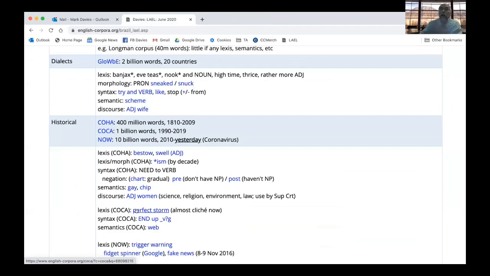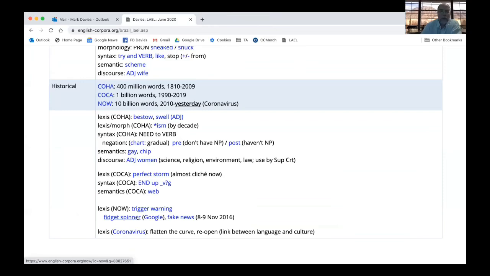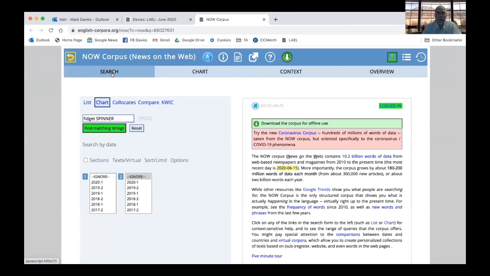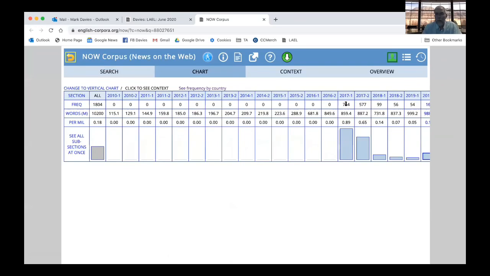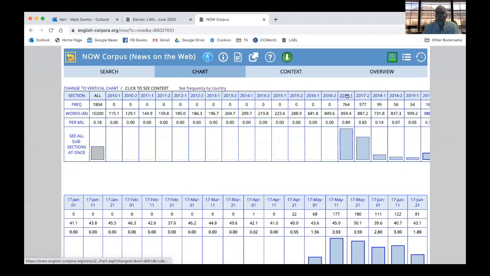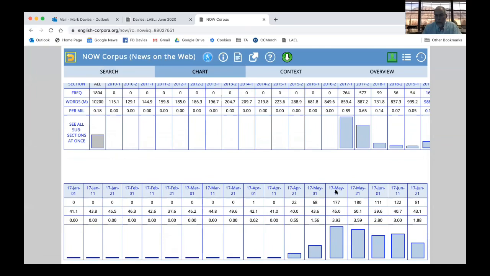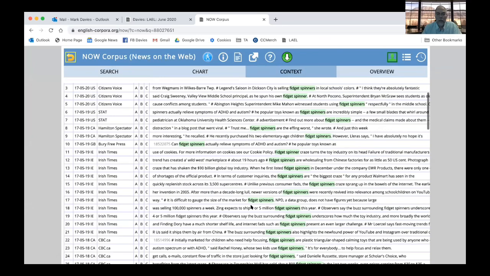Okay, just to give you a couple of examples of how this works, let's look for the word fidget spinner. This is one of those phrases that just came out of nowhere 2 or 3 years ago. It refers to that little toy that you spin. And you can see that it definitely spikes in the first half of 2017, right around the middle of May. You can even see the frequency in 10-day periods since 2010. So fidget spinner peaked somewhere in the middle of May 2017. So there's some examples.